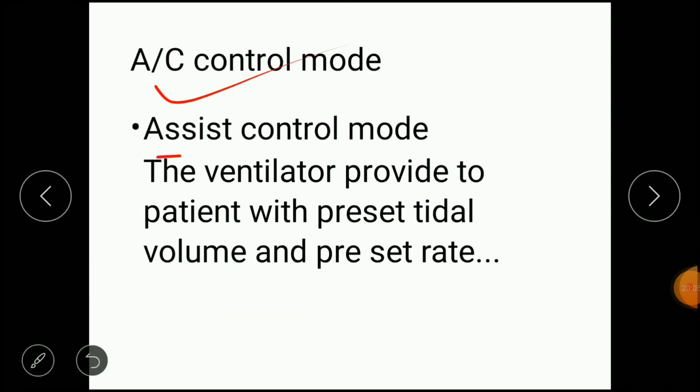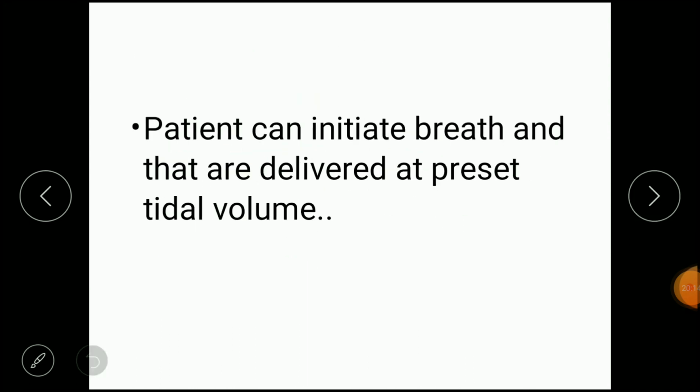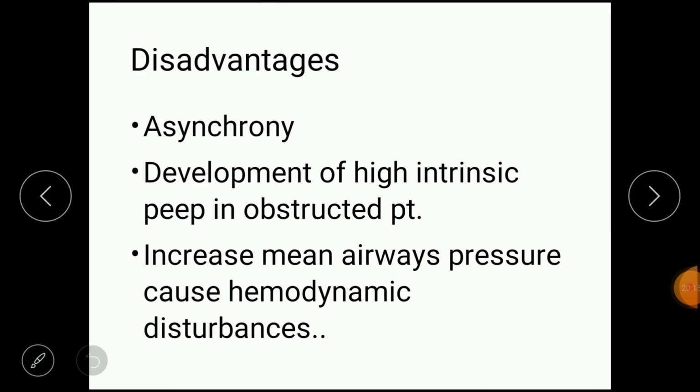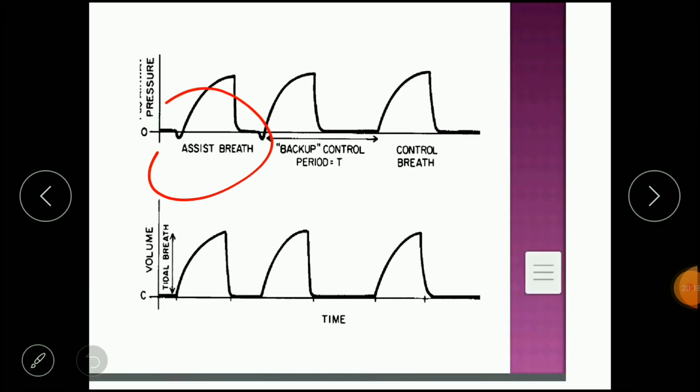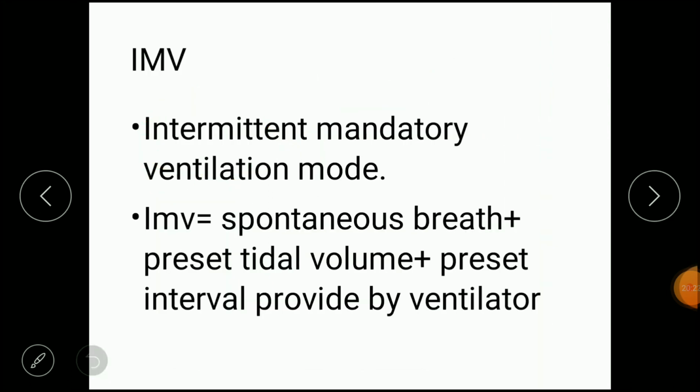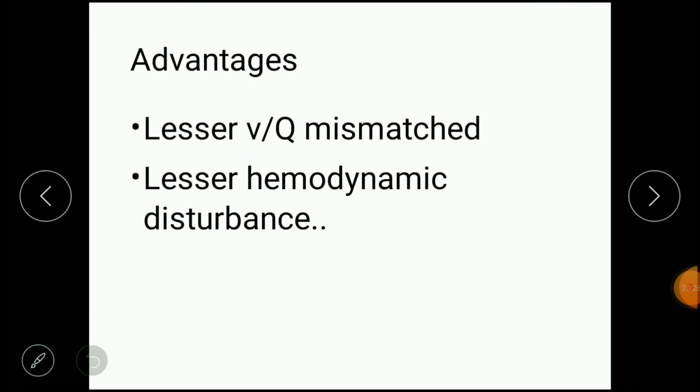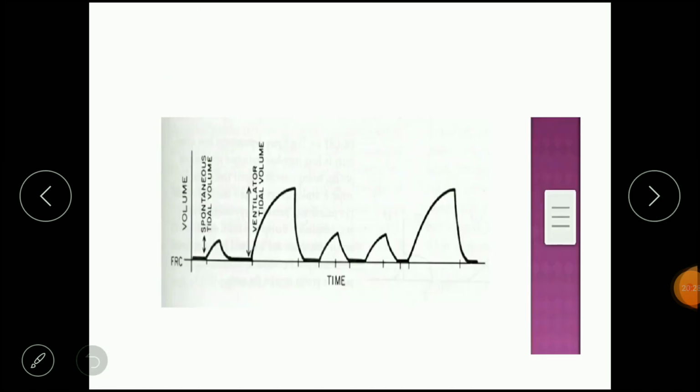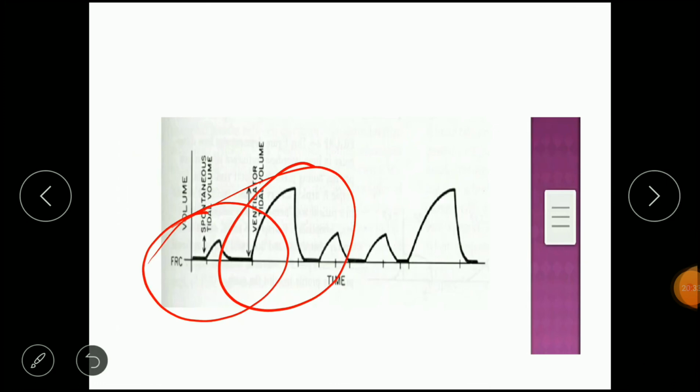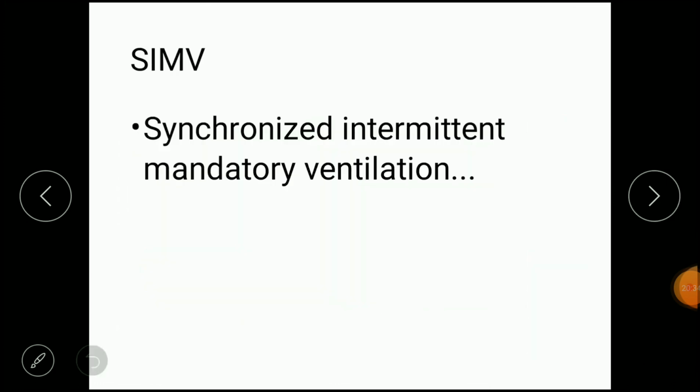Then AC, assist control mode. In that, the patient just initiates a breath and then the mechanical breath is provided by the AC mode. In this graph we show the patient can initiate a breath, and then an assisted breath is provided by the machine. Third is intermittent mandatory ventilation mode, in which the patient can breathe spontaneously and the machine provides a specific amount of breath to the patient.